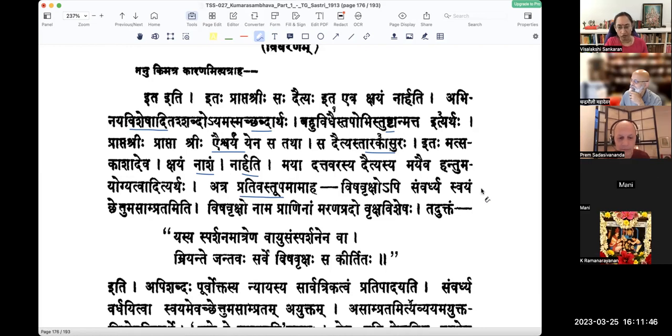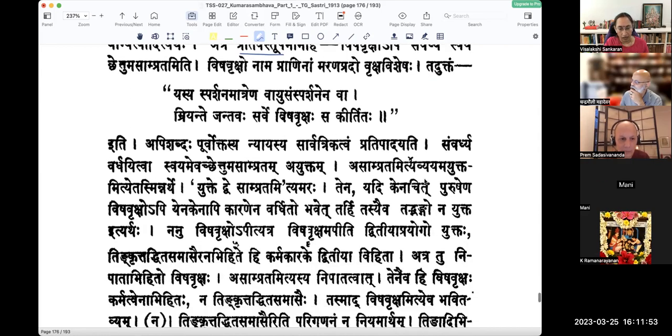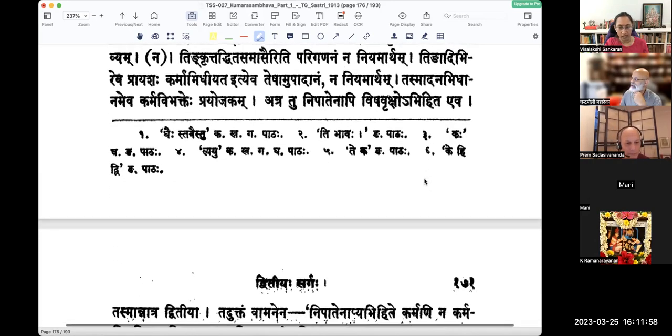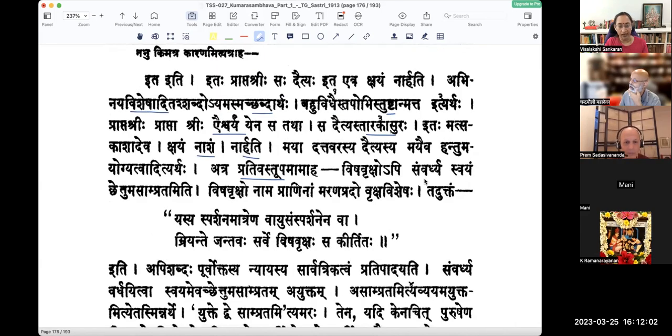Here also you have that. So vishavrikshopi sambardhya swayam chettum asampratam. Does he explain that here? No, I don't think he explains the prativastupama here. So itaha eva praptashrihi na arhati. Na arhati and asampratam, both of these words mean it is inappropriate, but that is the samanya dharmam and that is expressed in two different words. Hence you have the Prativastupam.